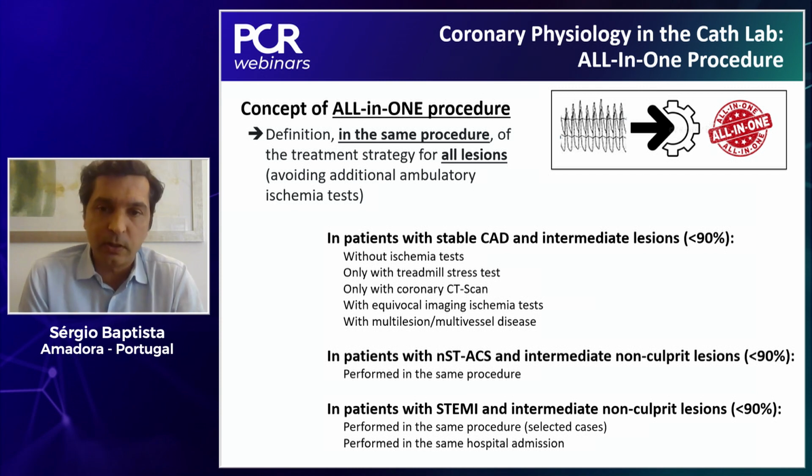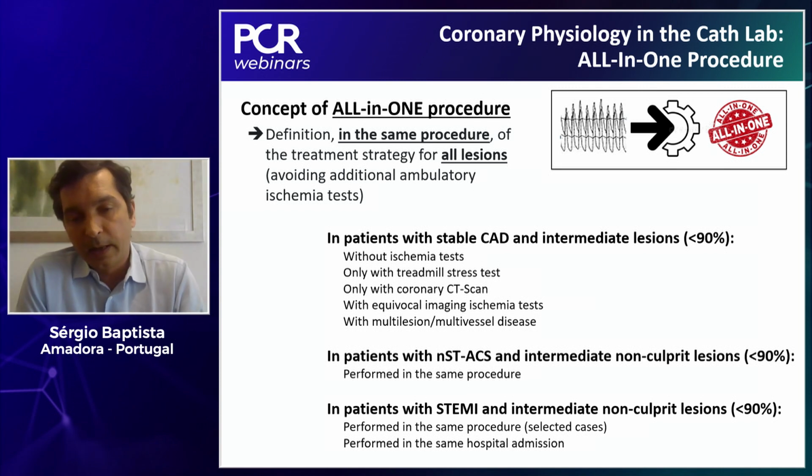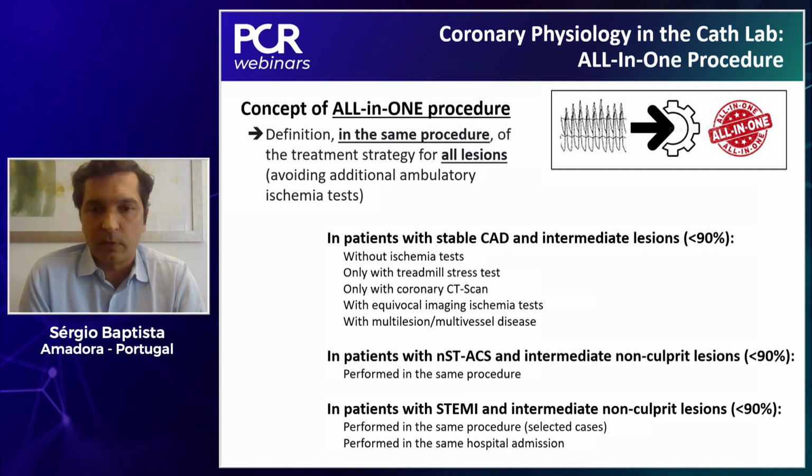Also in patients with ACS, non-ST elevation ACS, and intermediate non-culprit lesions, as we have seen in the first presentation, the measurement of FFR can be performed in the same procedure, and it's reliable, and you can make decisions based on those measurements. And finally, in patients with ST elevation myocardial infarction, in selected cases, you can also perform an FFR measurement of a non-culprit lesion and decide based on that measurement.